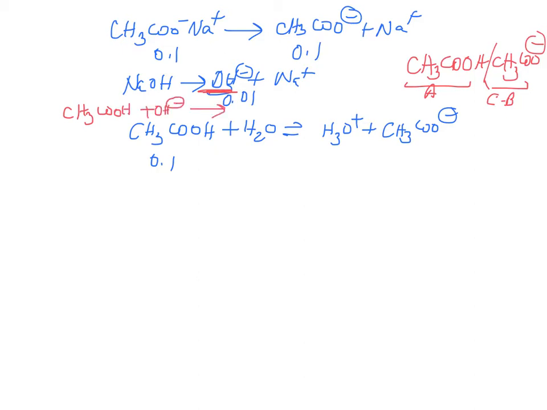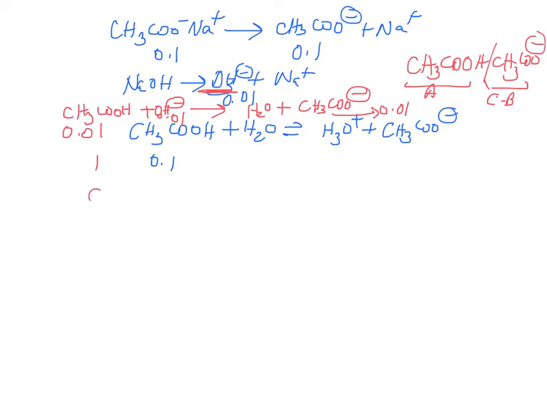It will give you water and acetate. One might ask, how much of acetic acid would react? Well, realize the stoichiometry is 1 to 1. That means if I have 0.01 moles of the hydroxide, 0.01 moles of acetic acid would have reacted, and 0.01 moles of acetate would have gotten generated. What does that mean?